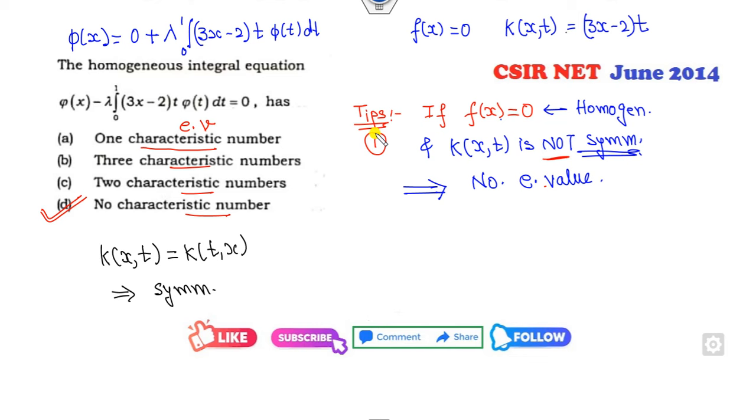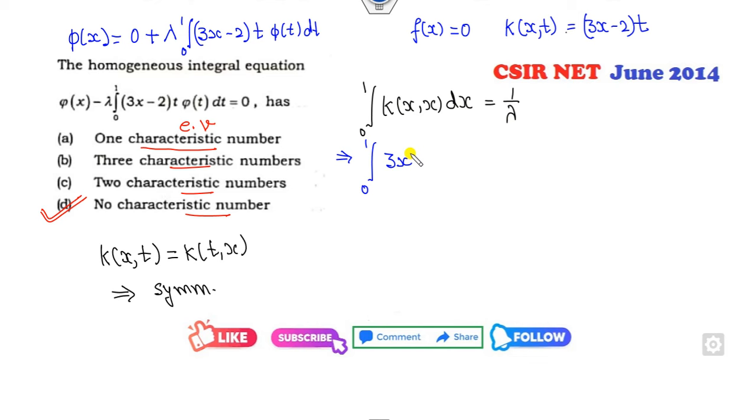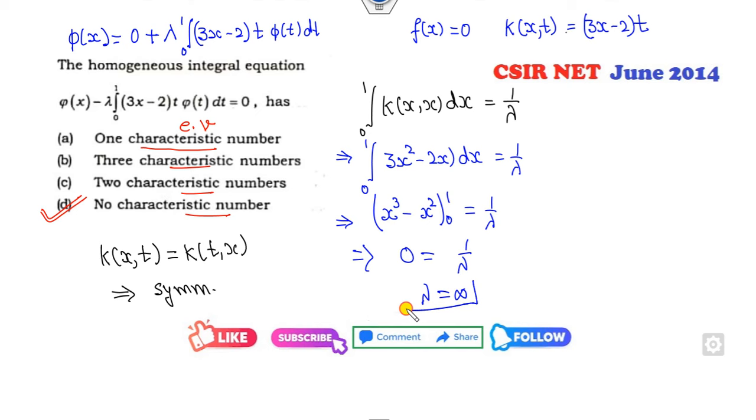There is one more method instead of this shortcut trick. How can you find the eigenvalue? So eigenvalue means the lambda. Again, you can always start from here: integral of K(x, x) is 1 over lambda. Now find the value of lambda. So from 0 to 1, K(x, x) will be 3x square minus 2x, which is 1 over lambda. What is the integration of this? x cube minus x square from 0 to 1 is 1 over lambda. So that means 0 is equal to 1 over lambda, which is not possible. So the only possible thing is that there are no characteristic numbers, which is the right answer.